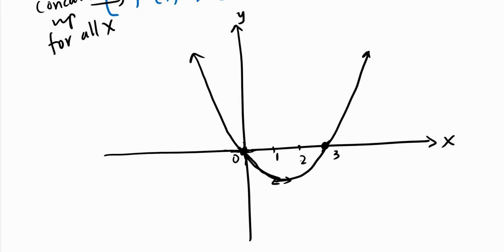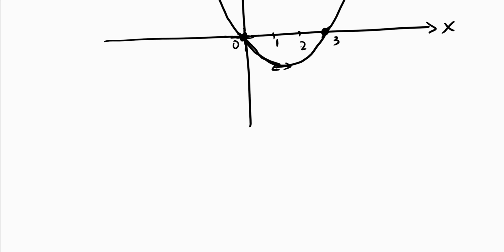Notice, let's check all the conditions. There's a horizontal tangent at x equals 1. It goes through (0, 0) and (3, 0). Concaves up all the time. Decreasing when x is less than 1. Increasing when x is bigger than 1. So it satisfies all these characteristics that they give us in the problem. Now, as a final thing in this section, we introduce what we call the second derivative test.